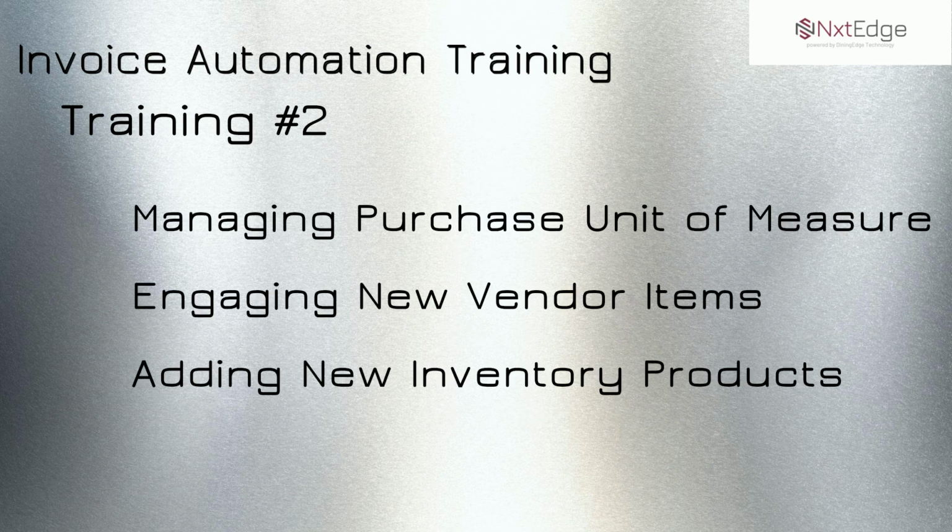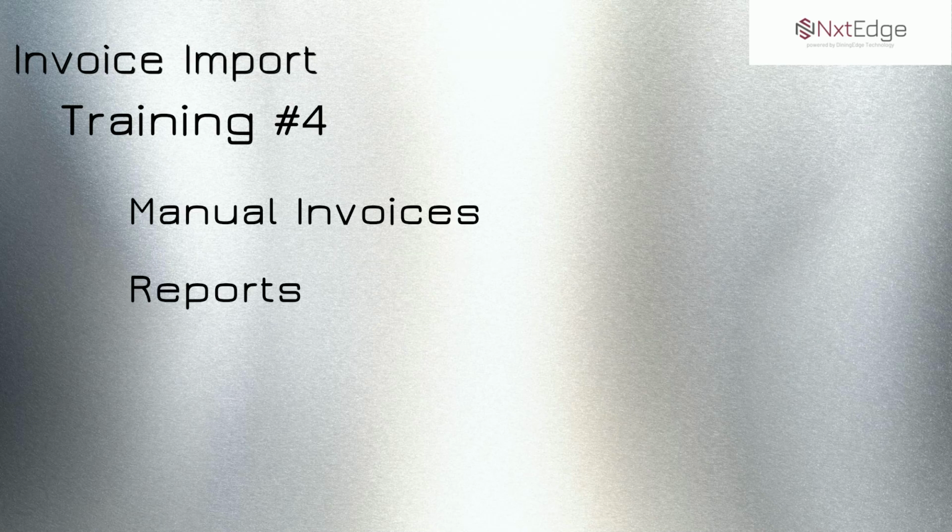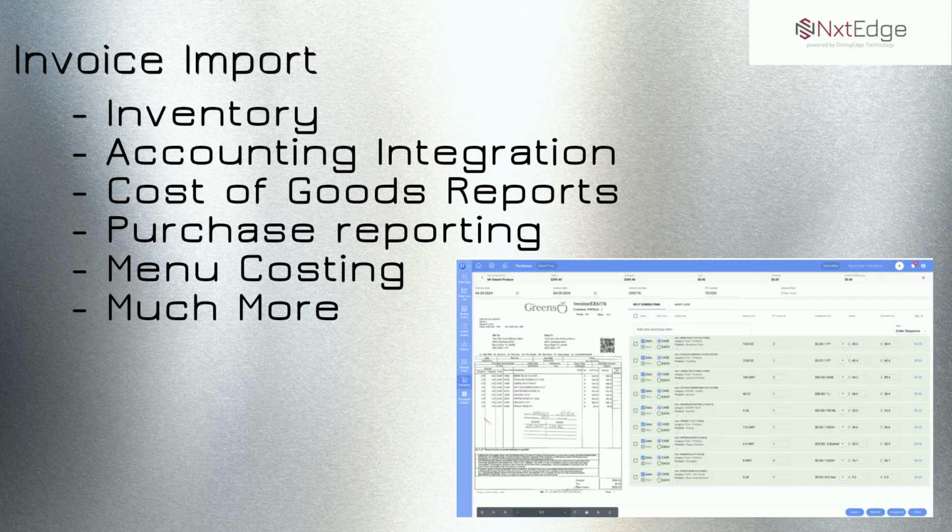The second training will be the most important part, managing purchasing unit of measure and engaging new items. In the next training we will review units of measure on the invoice again and see how units of measure affect the software, and in the last training video on invoices we will be covering adding manual invoices and running reports. Invoice automation is the heart of the software.